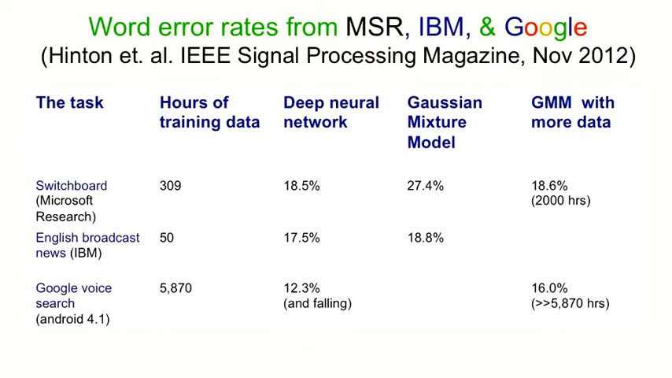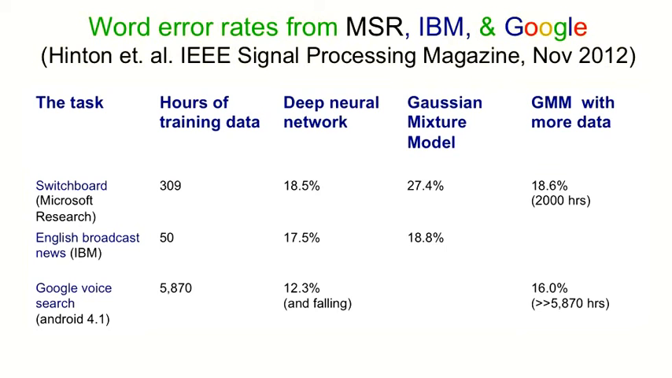So if you look at recent results from several different leading speech groups, Microsoft showed that this kind of deep neural network, when used as the acoustic model in a speech system, reduced the error rate from 27.4% to 18.5%, or alternatively, you could view it as reducing the amount of training data you needed from 2,000 hours down to 309 hours to get comparable performance. IBM, which has the best system for one of the standard speech recognition tasks for large vocabulary speech recognition, showed that even its very highly tuned system that was getting 18.8% can be beaten by one of these deep neural networks.